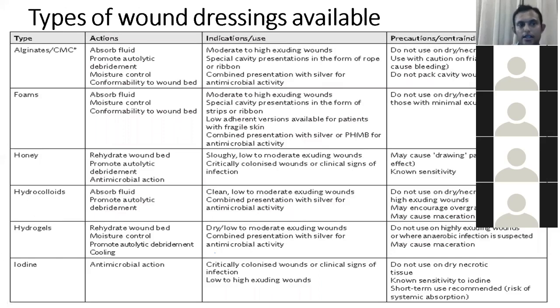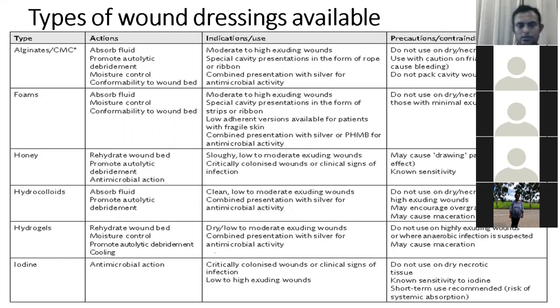So another type of dressings are the hydrocolloids. They also absorb fluid, promote autolytic debridement because they retain and give a lot of moisture. Hydrocolloids are also very conformable to the wound beds, and if you need autolytic debridement, actually hydrocolloids are a good option, but they give a lot of moisture. And you usually see the surrounding tissue maceration in hydrocolloids.